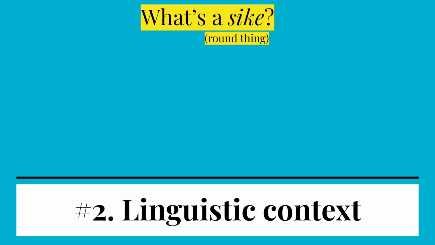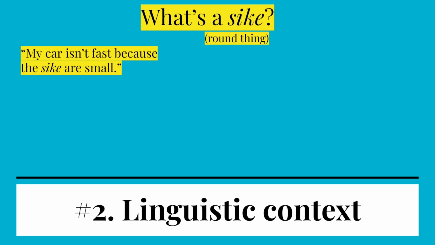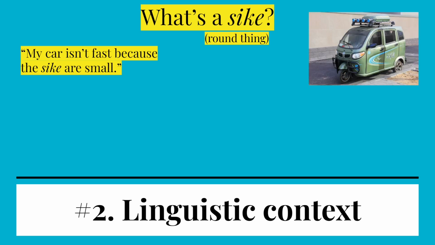In addition, try this one. What is a sike? A sike could be any round object, so let's add some context. My car isn't fast because the sike are small. Here, sike are, you guessed it, wheels.